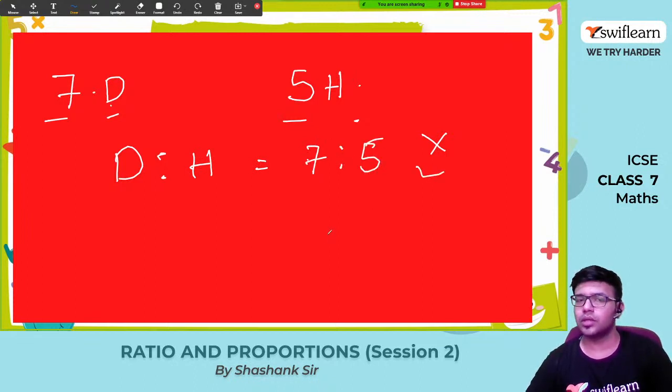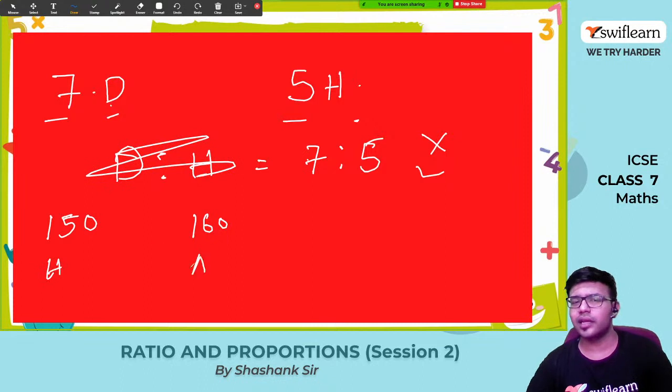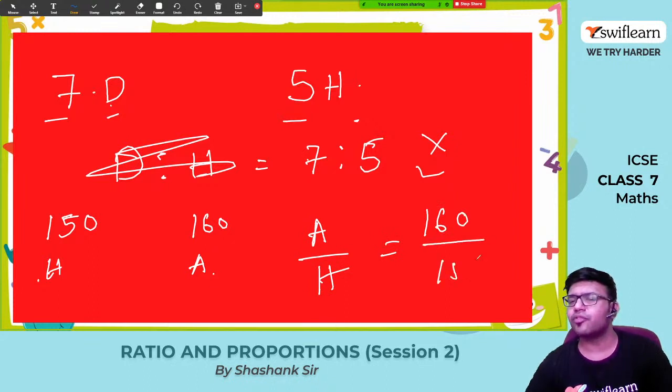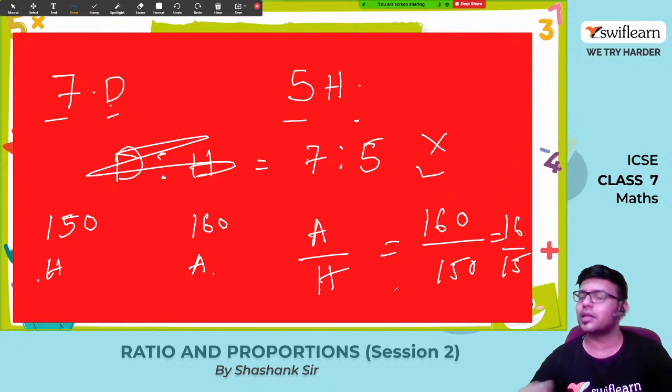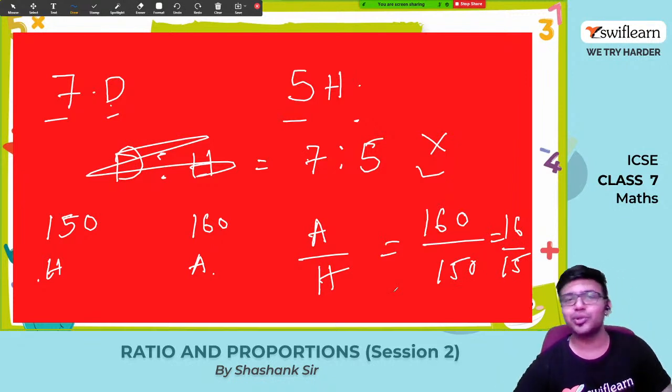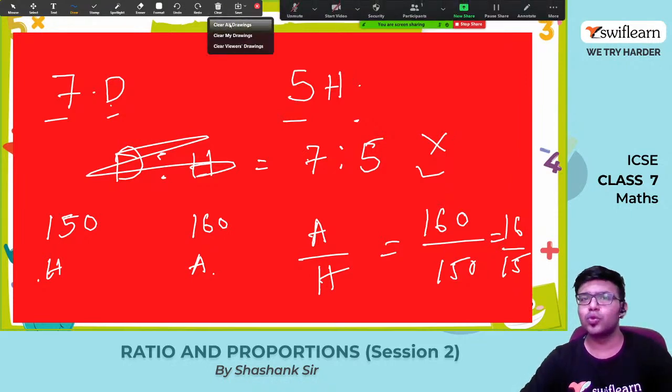So the ratio of heights. Harsh's height is 150 centimeter, Akhil's height is 160 centimeter. So this is Harsh, this is Akhil. Look at what I asked: the ratio of Akhil's height to Harsh's height. So the ratio of Akhil's height to Harsh's height is 160 by 150. Can we simplify this? Yes, we can. 16 by 15. So this is the answer. So this is what a ratio is. It is used to compare two similar quantities.